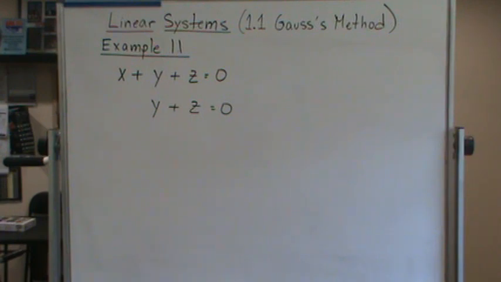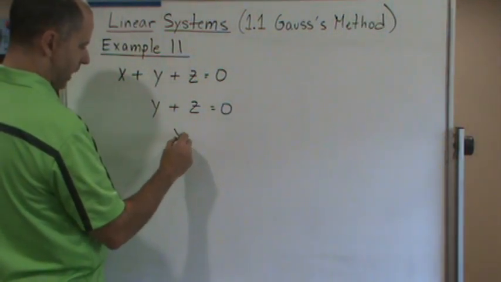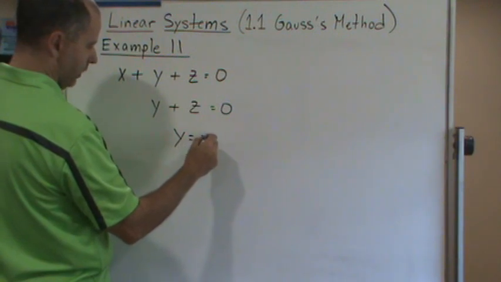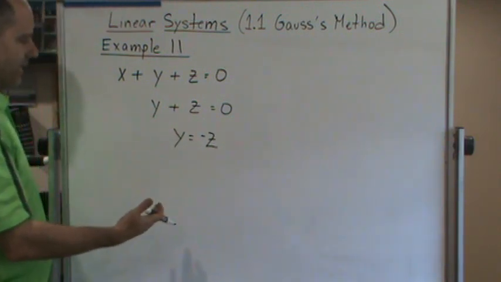This is where we can solve this one here, right? For example, let's look at this. Y, what does this mean? Y equals negative z. So how do we solve? There's an infinite number of solutions, but how do we say this?